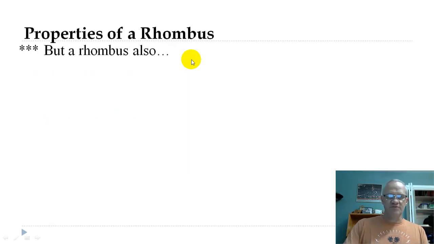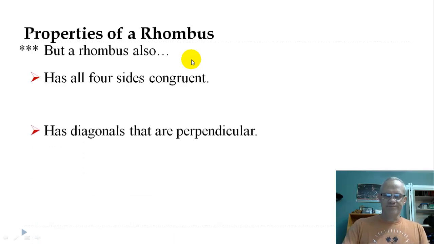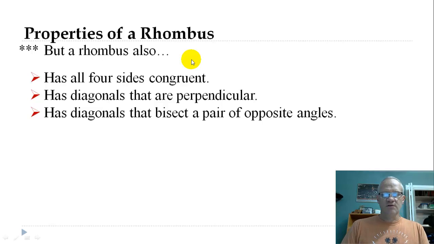Well, what's different with a rhombus? A rhombus has all 4 of its sides congruent. That's a key thing there. Basically, a rhombus is just a parallelogram where all 4 sides are the same. There's a couple other things, and I'll show you in the next slide so you can see it visually. The other thing is it has diagonals that are perpendicular, so the diagonals will make a 90-degree angle. And then the other thing is the diagonals bisect a pair of opposite angles. Again, I'll show you in the next slide.